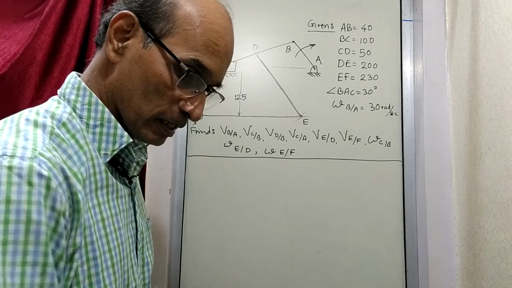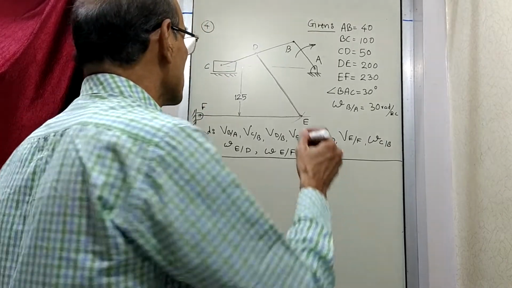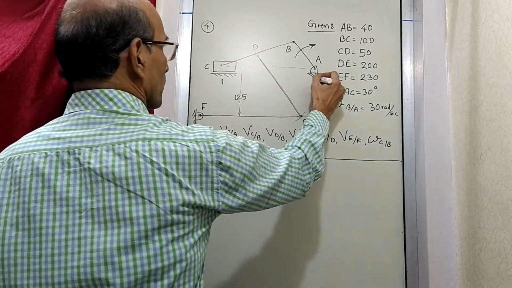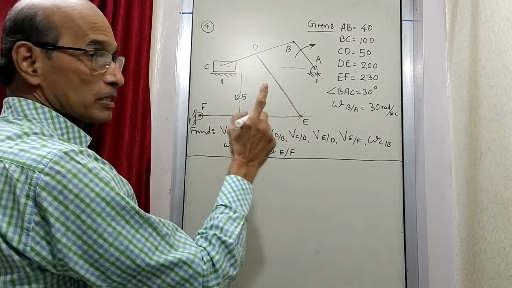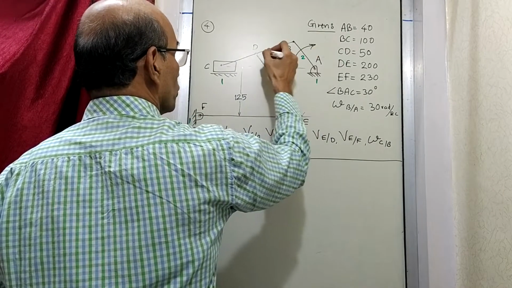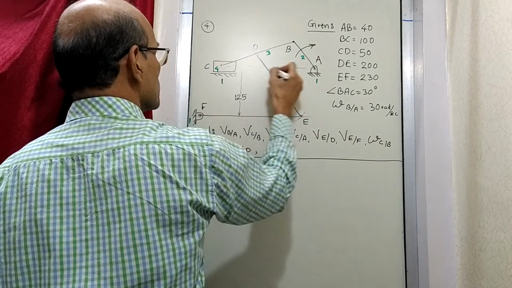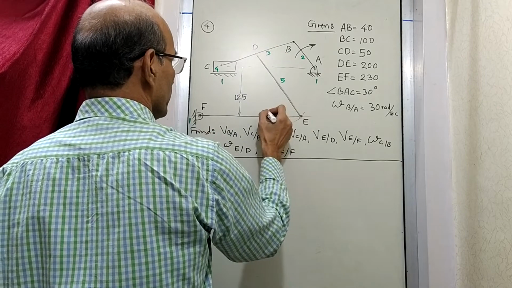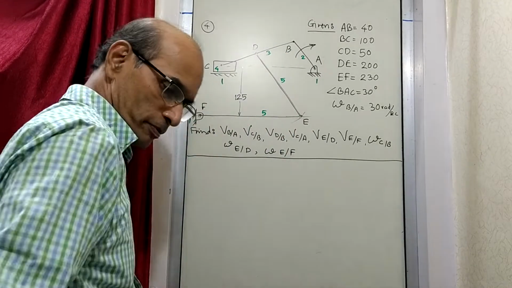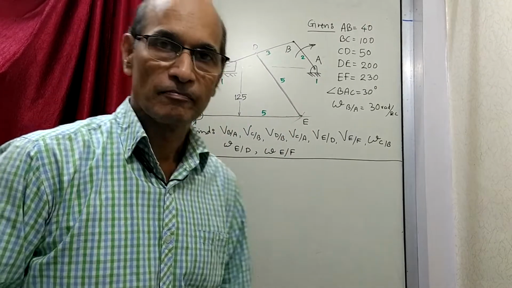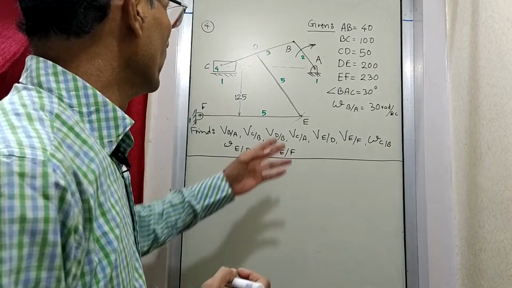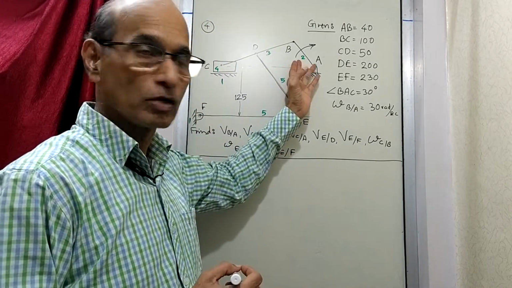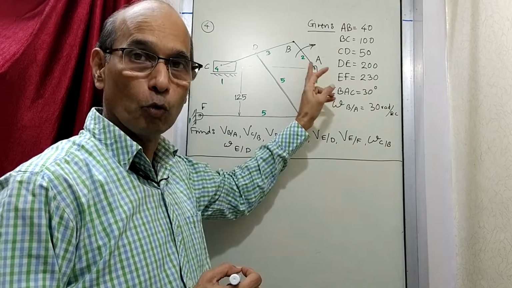First, let us specify some link numbers. So the fixed link we are always numbering as 1. Fixed link is 1. This will be link number 2. This is 3. This is 4. This link is 5. This link is 6, this is 1. So we have named different links. And then we start with link number 2 because velocity of one of the points on the link we know.